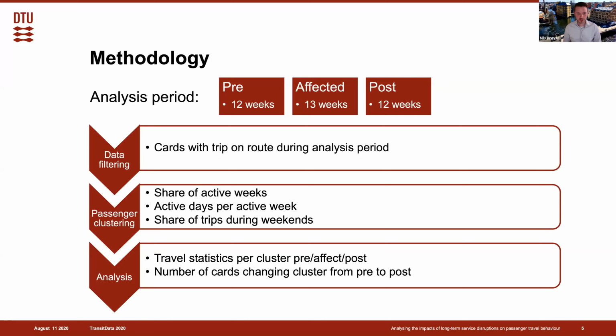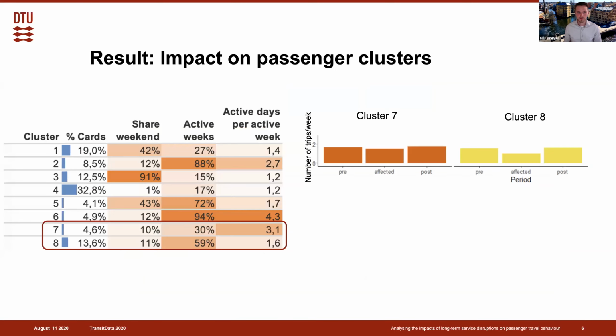And we can both compare statistics before, after, and during the closure, and we can also analyze which passengers have changed the cluster, so they have drastically changed their travel behavior. So to give you just some preliminary results, we are still improving this, but to get an idea what we can get out of this analysis, on the left side here, you have a table with 8 clusters. So this is when you divide the cards into 8 clusters. And then we can analyze the effects on the different clusters.